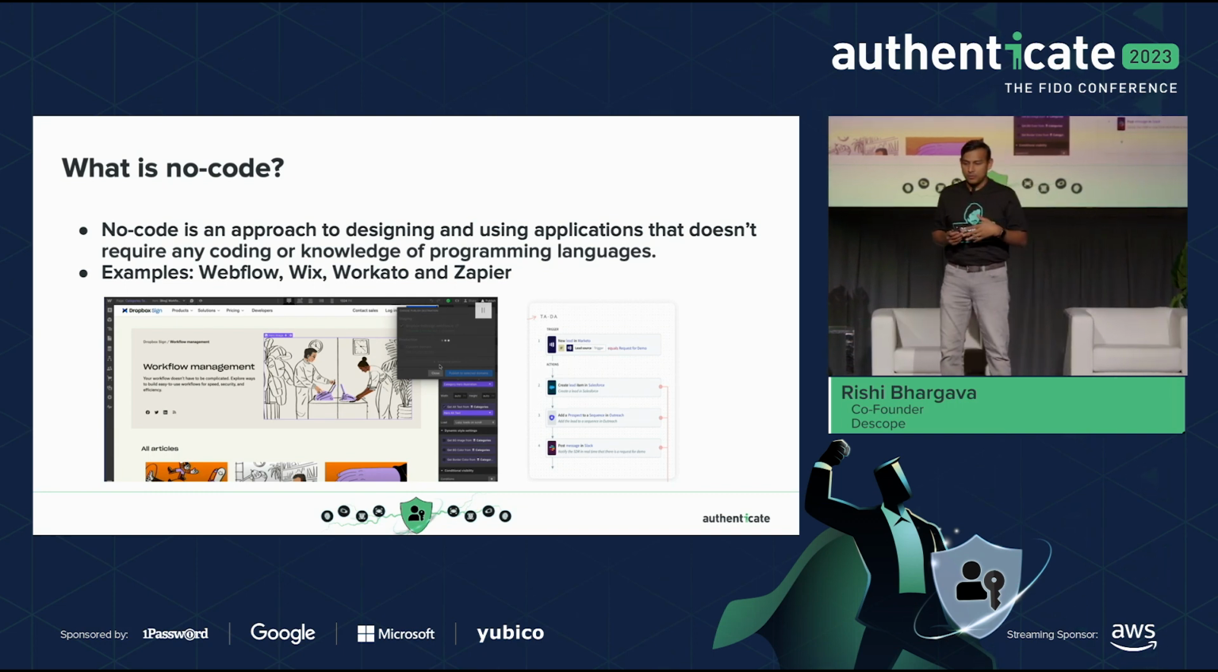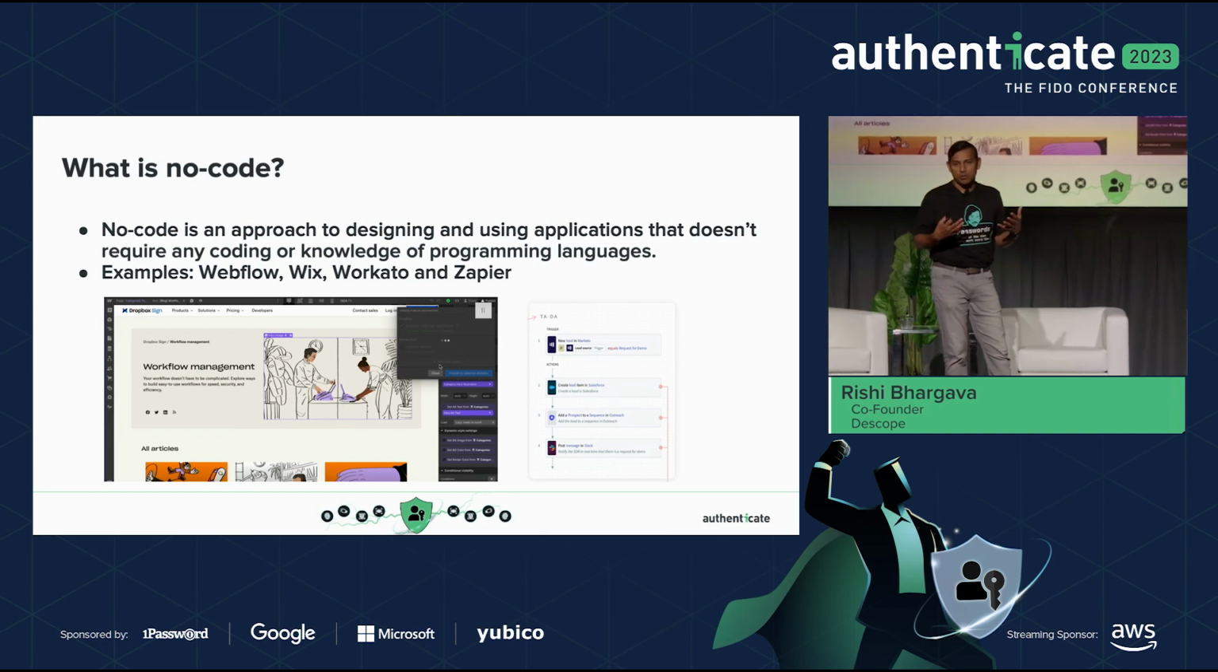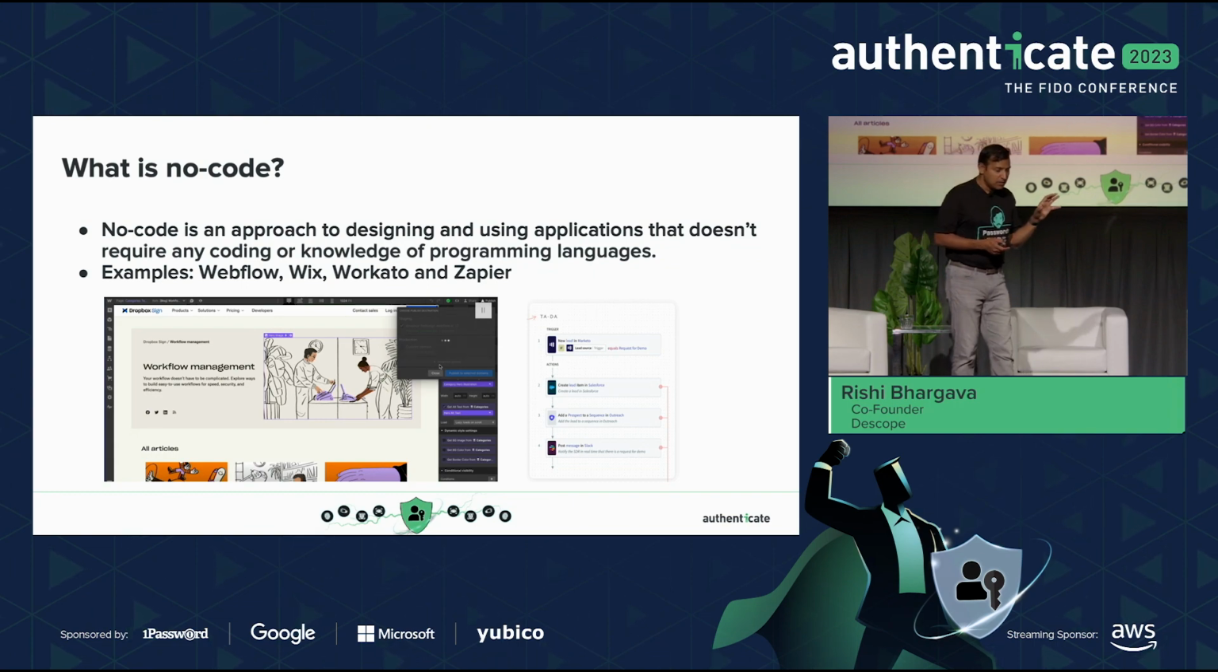If you look at the no-code space, there have been many, many tools that have come around, not just for Passkeys, in general, drag-and-drop experiences, products like Webflow, Wix, Workato, Zapier. They have actually implemented a lot of different use cases and reduced the complexity of implementing applications, implementing workflows, all of those. So that's the no code.